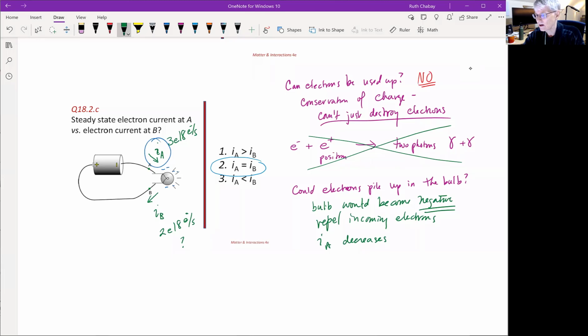So we're left with the conclusion that there just isn't any reasonable way for there to be fewer electrons per second coming out of the bulb than went into the bulb. But it does seem like something must be used up in the bulb, actually. What's making all that light?